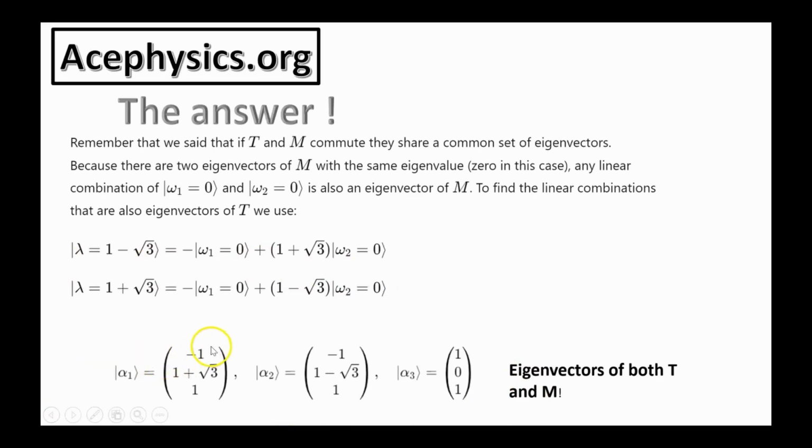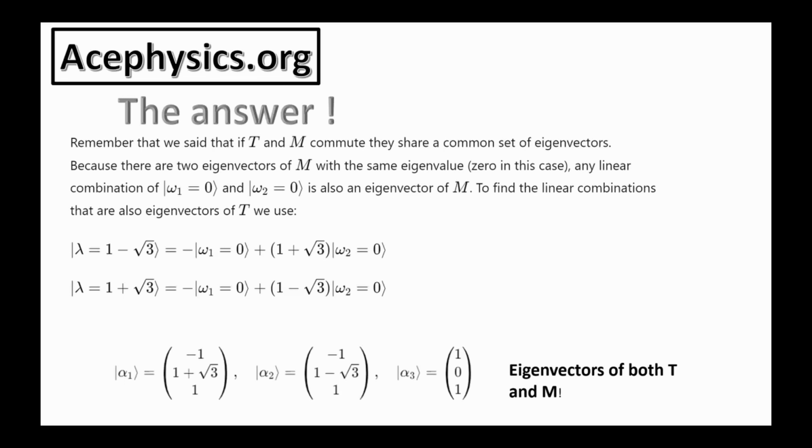Alpha 1 is the eigenvector 1, minus 1, 1 plus root 3, 1. Alpha 2 is the eigenvector minus 1, 1 minus root 3, 1. And alpha 3 is the eigenvector 1, 0, 1. And these eigenvectors are eigenvectors of both M and T. If M and T commute, it's possible to find eigenvectors that are eigenvectors of both matrices. If they don't commute, do you think that's possible? And of course the answer is no.